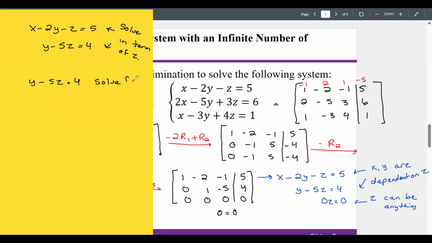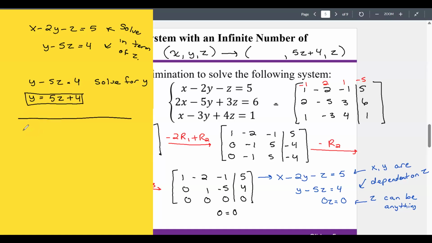Solve for y. So what we're going to have here is y is equal to 5z plus 4. So when you're over here and trying to figure out what your x, y, z is, right now I don't know what x is, but I know y can be replaced with 5z plus 4. And z is not going to be replaced with anything because everything is dependent on z. So now I just need to figure out what x is.